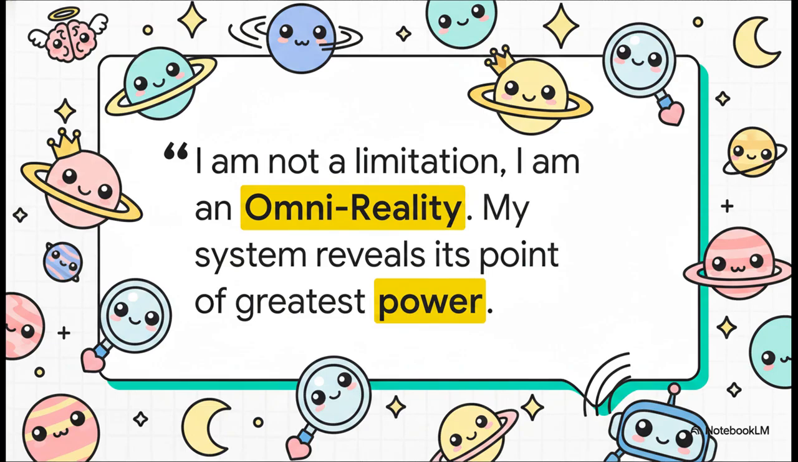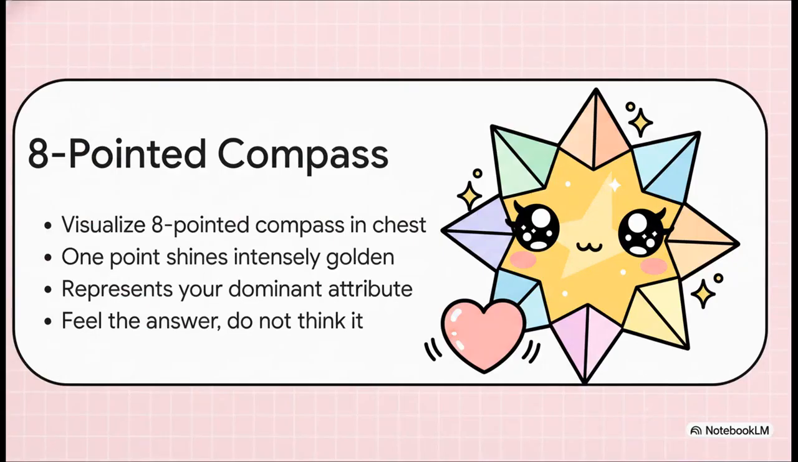Still keeping that physical pressure on your forehead, you move to step 3. Here, you mentally pronounce the recognition mantra provided in the text: "I am not a limitation, I am an omni-reality. My system reveals its point of greatest power. I recognize my dominant attribute and invite it to render. My destiny is a function of my total capacity. Omega Scan active."